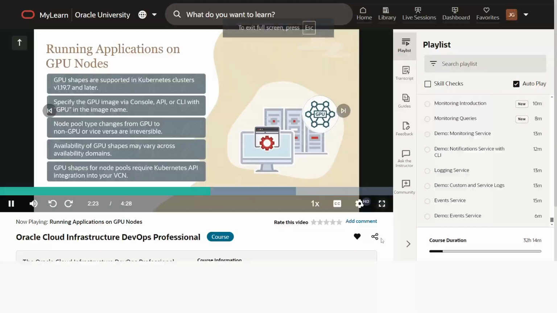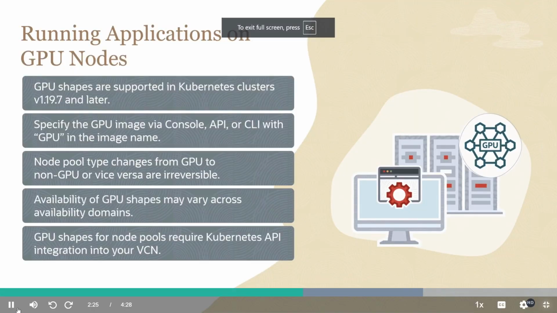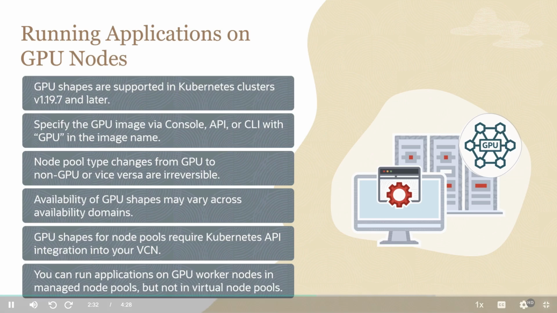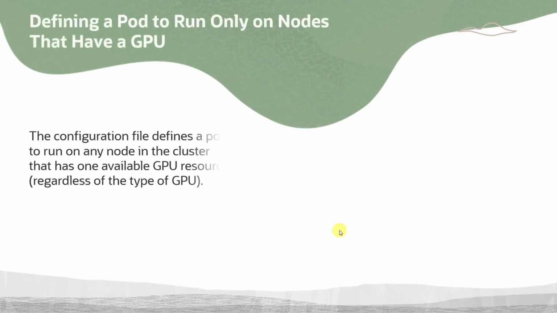For seamless use of GPU shapes, ensure the integration of the Kubernetes API into your VCN. Lastly, when running applications, opt for GPU worker nodes within managed node pools, as virtual node pools do not support GPU functionality. Now let's dive into defining a pod to specifically run on nodes equipped with GPUs.